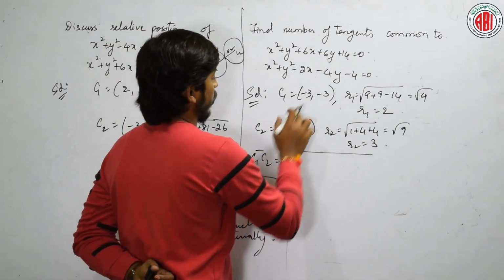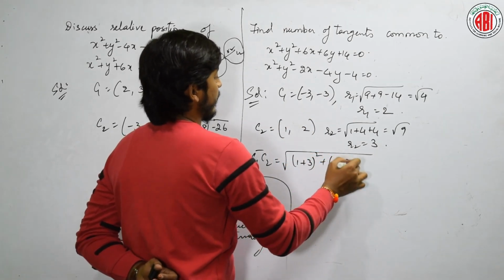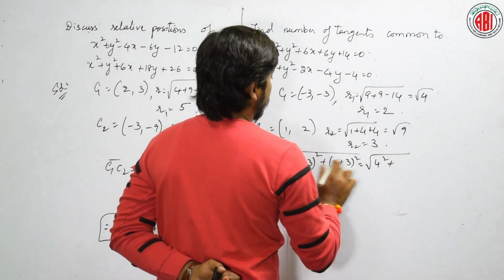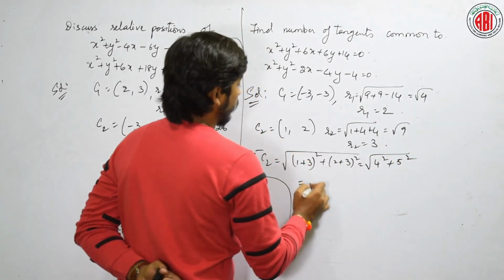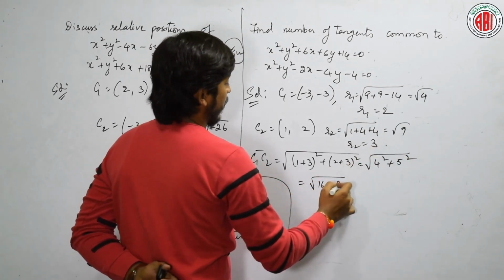That is under root 1 plus 3 whole square, 2 plus 3 whole square. This is 4 square plus 5 square, which is 16 plus 25.